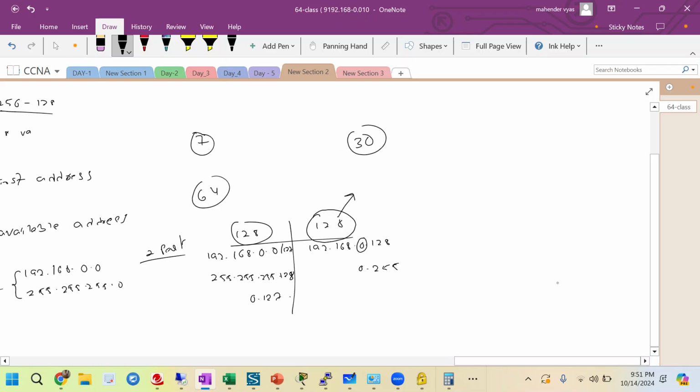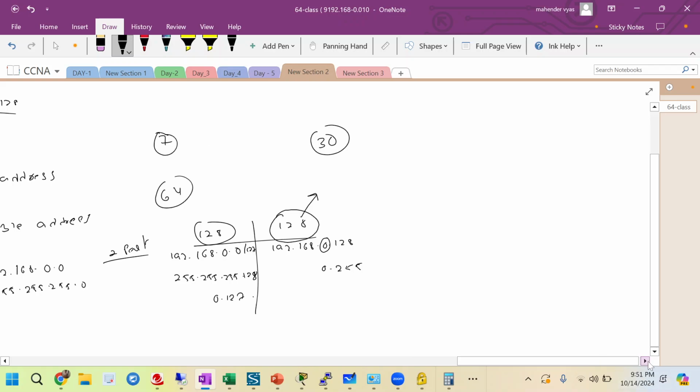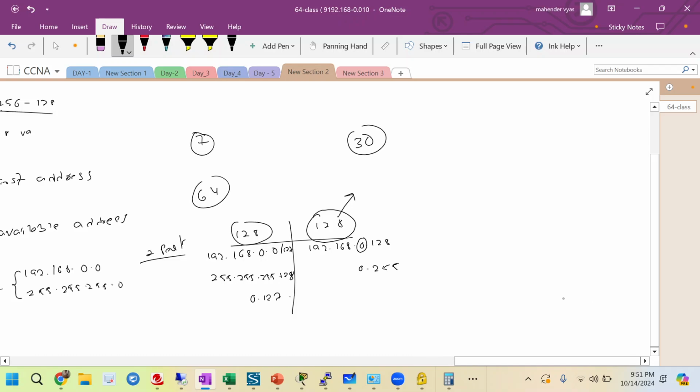That's too much for today. I'll say one thing to you. Today I'll give a couple of addresses. You find out what is a network address, what is a broadcast address. Class C: 192.168.10.0. The subnet mask is 255.255.255.0. You find out what is a network address, what is a valid host, what is a broadcast address.